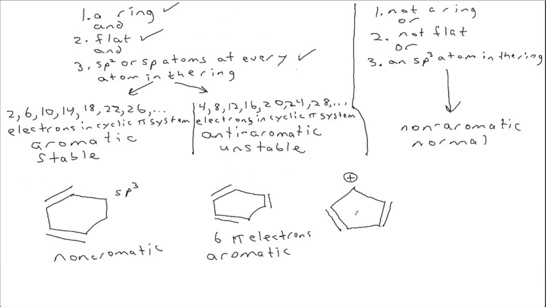Okay, so your turn. Try this example. You can try working this out on paper if you like. Try to figure out what category that molecule is in. There are no lone pairs, but that is an sp2. This is 2,4. This is non-aromatic. I'm sorry, this is anti-aromatic.